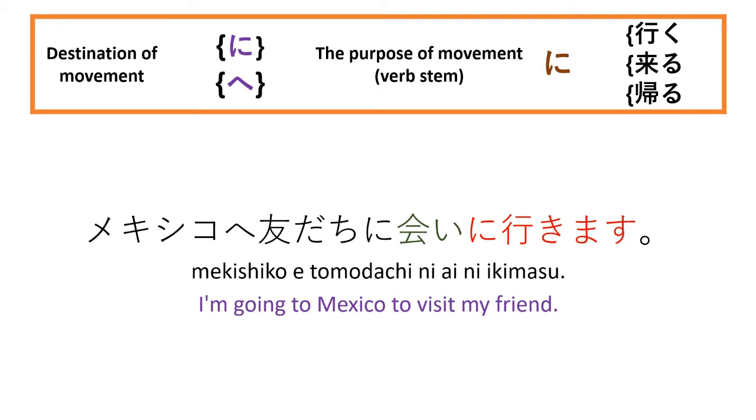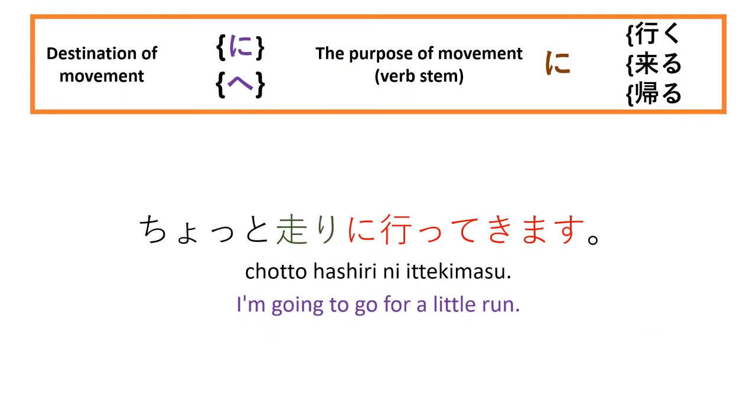メキシコへ友達に会いに行きます. Here, the purpose of movement is to visit my friend in Mexico. So, 友達に会い. Ai is the verb stem of aimasu. ちょっと走りに行ってきます。I'm going to go for a little run.